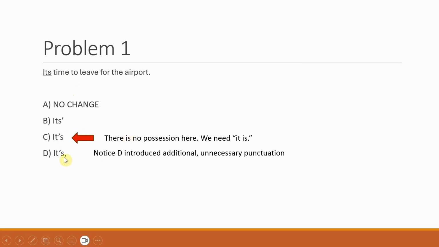Now notice answer choice D also has the apostrophe in the right place, but it introduced this additional unnecessary comma. So just make sure that they don't change anything else in your answer choices. Don't just immediately see what looks right because the apostrophe is in the right spot.